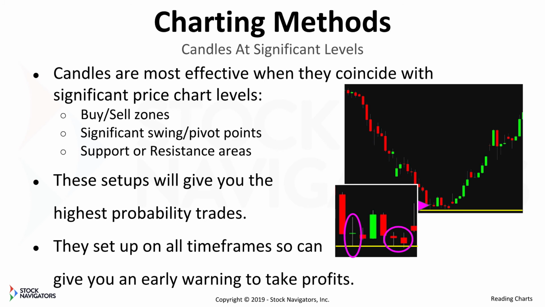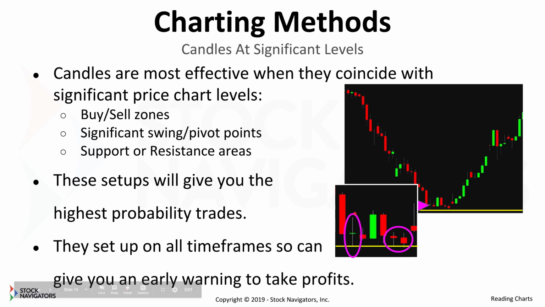Now, when you wait for a candlestick pattern, an engulfing or a hammer or any of these things to happen at one of these key levels, it's going to give you the highest probability trade. As an example to illustrate that, take a look at this down move here. We have price coming down, down, down into this level, and then we have a doji at that level.